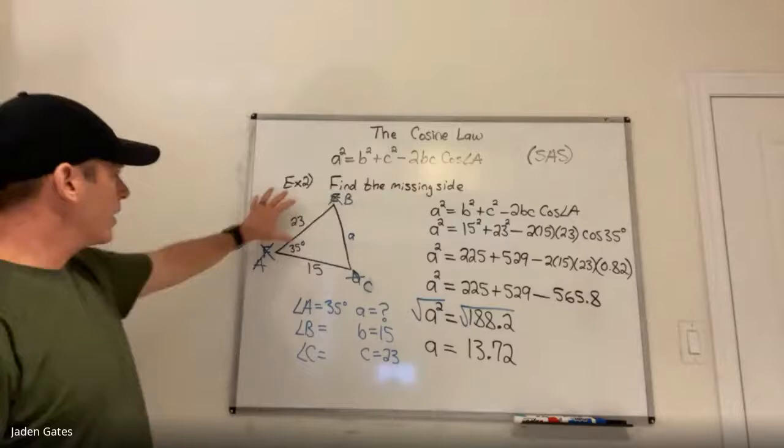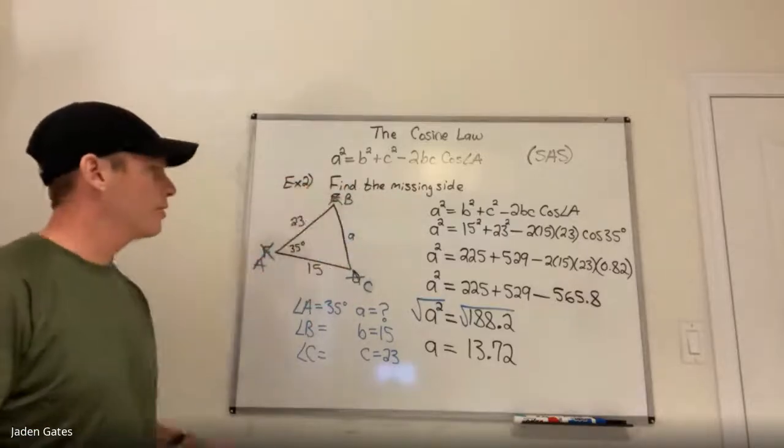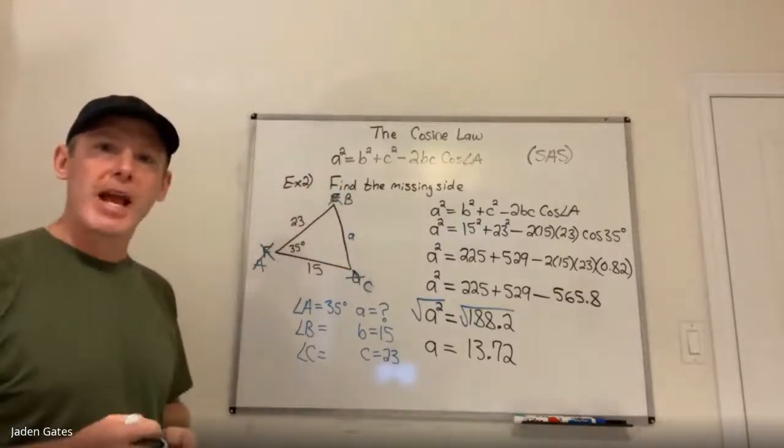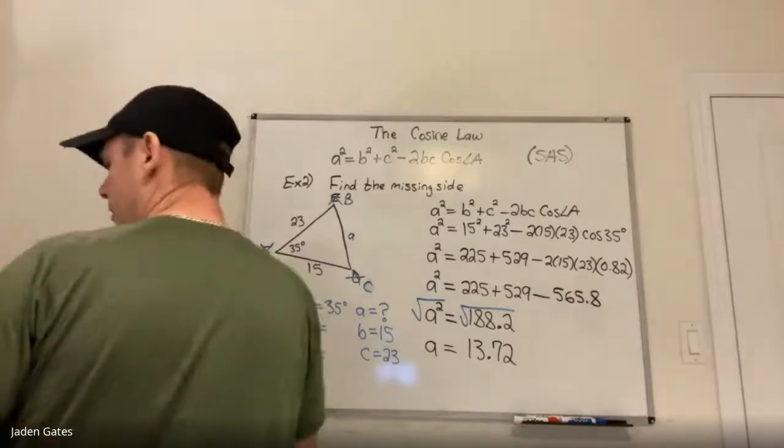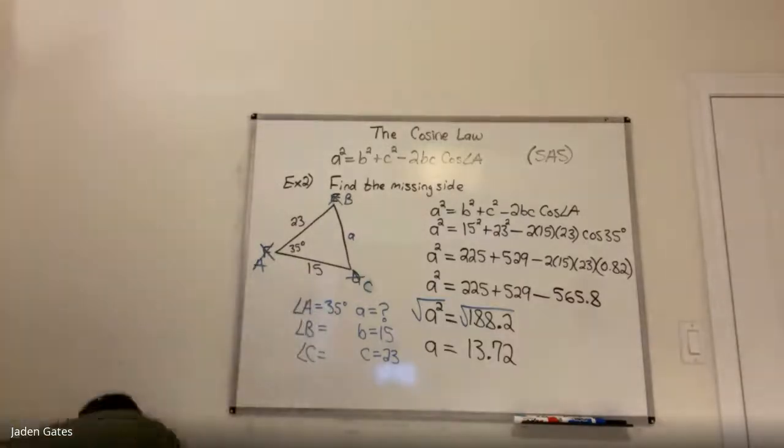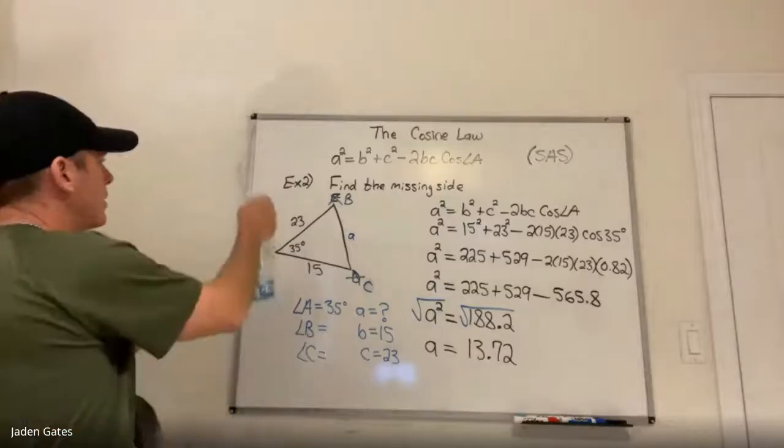All right, so again, you can relabel your triangle, right, so that it fits our formula of A's, B's, and C's. All right, now, next up, I'm going to show you something here, our last example.